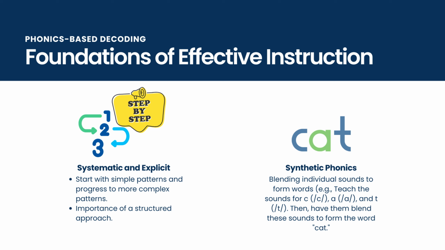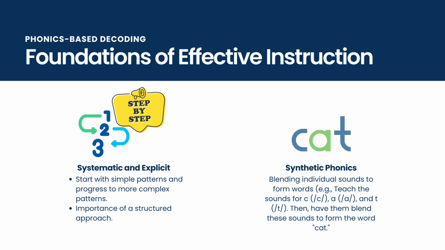Explicit instruction is about being crystal clear in what we teach. We show, tell, and model each skill, giving students a clear understanding of what they are learning. For example, when teaching blending, we not only explain the concept, but also demonstrate how to do it, breaking down words like cat into sounds and then putting them back together. The more explicit we are, the more confident our students will be.